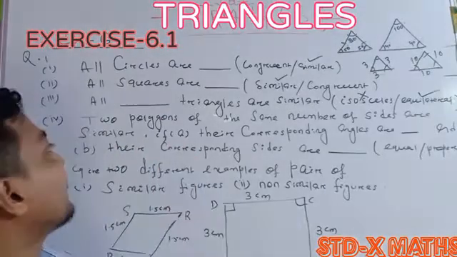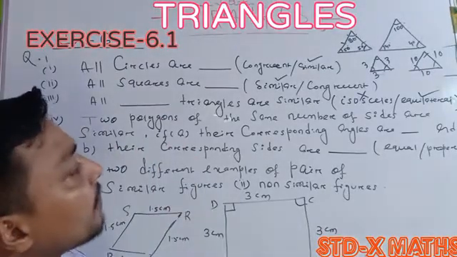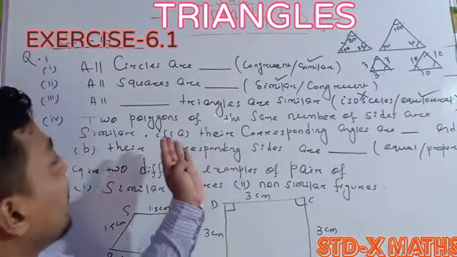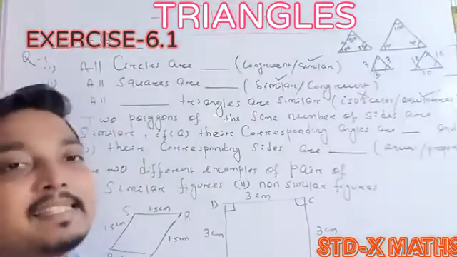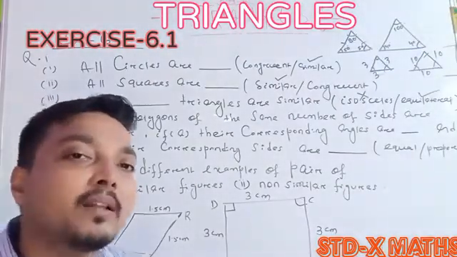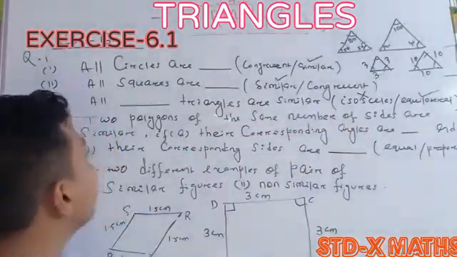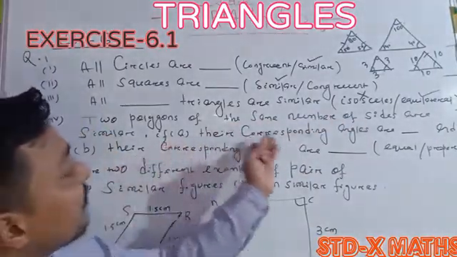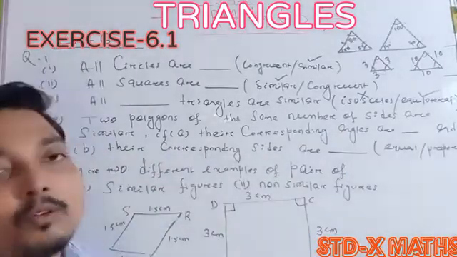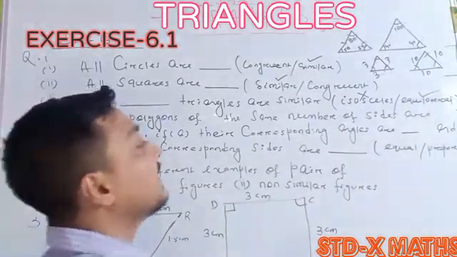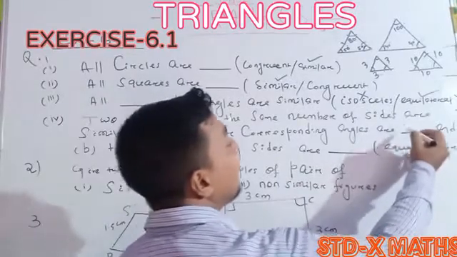Next question: two polygons of the same number of sides. For two polygons to be similar, 100% both of them must have the same number of sides first. Two polygons of the same number of sides are similar if their corresponding angles are equal. Whenever two polygons are similar, their corresponding angles are equal.